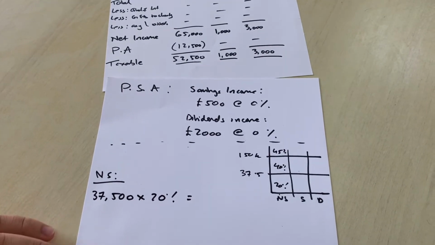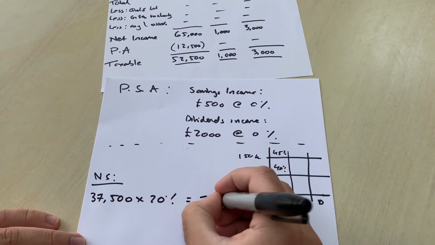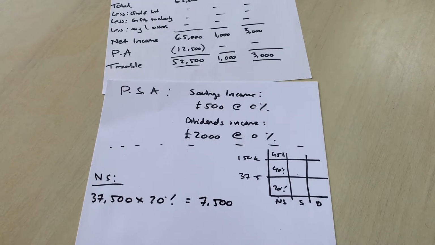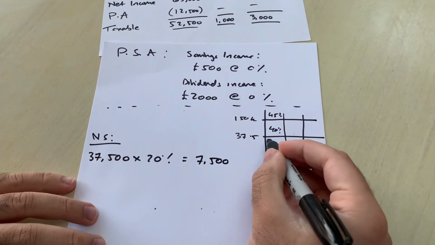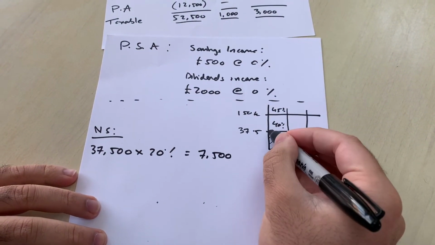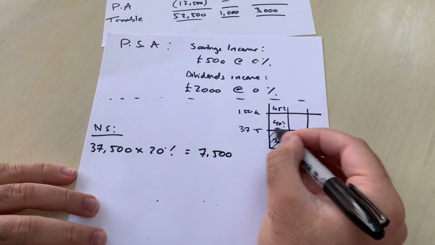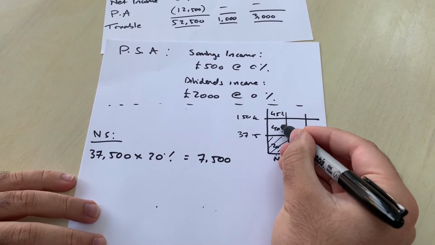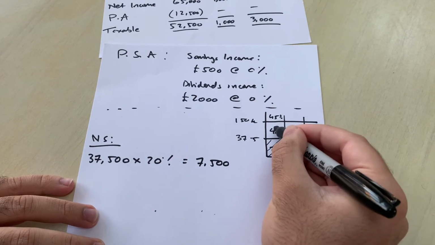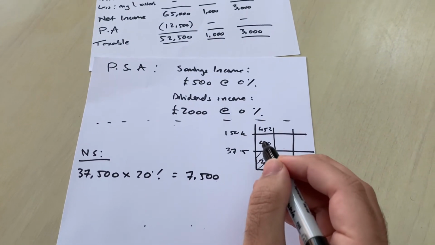And that should come to a figure of 7,500. So now we've covered all of this. We're up to this bracket here now, up to this line here. And now anything above this, up until 150,000, is going to be taxed at 40%. So now we just need to work out the remainder.